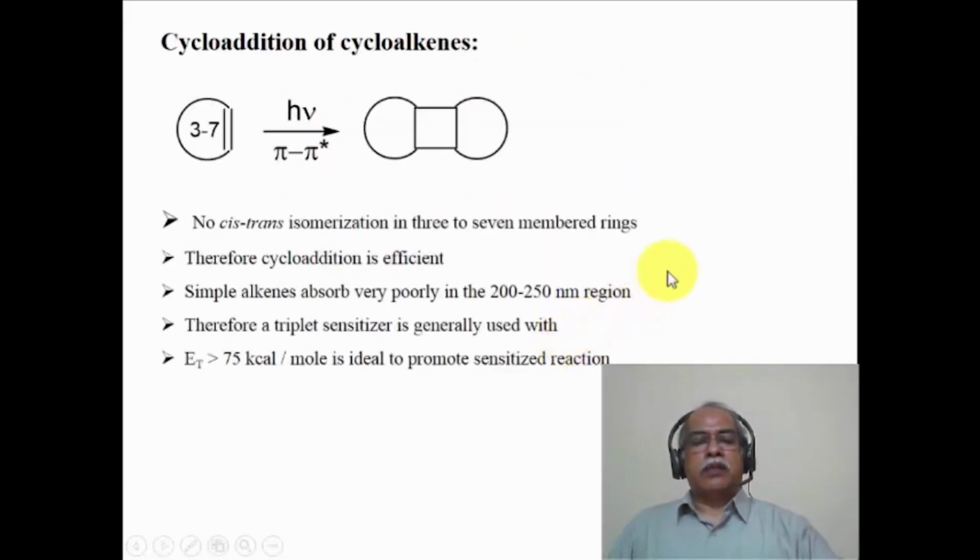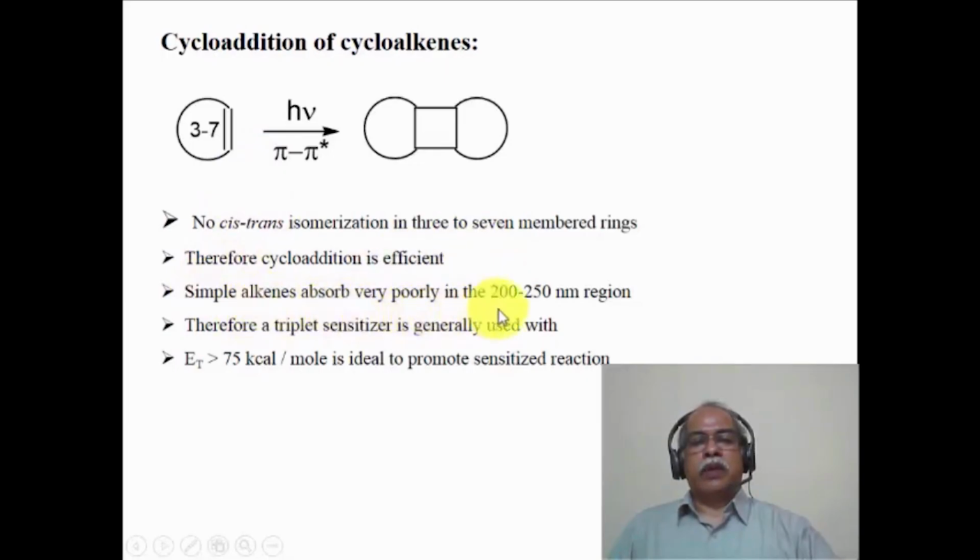Now the cis-trans isomerization is not a problem when you have a cycloalkene, particularly cycloalkenes of the smaller ring sizes from 3 to 7. So no cis-trans isomerization competes with the cycloaddition process in the case of cyclic olefin. Therefore cycloaddition is efficient. There is no energy wasting in the cis-trans process.